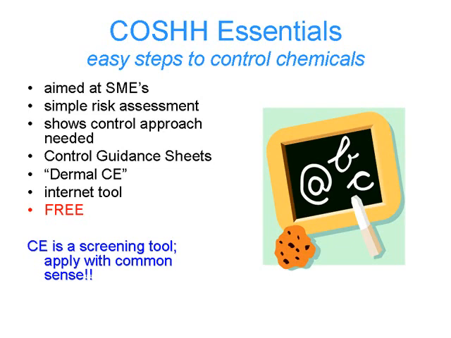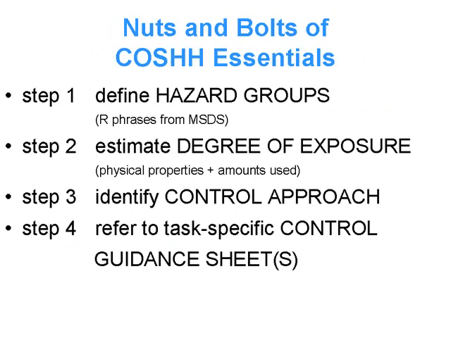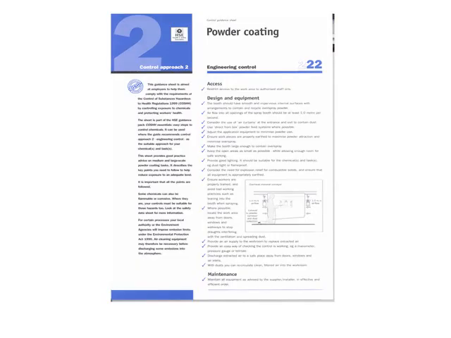Dermal CE is a screening tool which should be applied with common sense. The nuts and bolts of COSHH Essentials. Step 1, we define the hazard groups. Step 2, we estimate the degree of exposure. Step 3, we identify the control approach. And Step 4, we refer to task-specific control guidance sheets. Here we have an example of a control guidance sheet. This is for engineering controls.